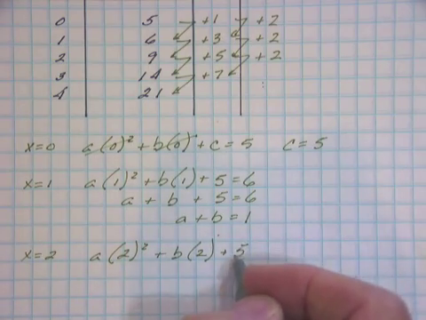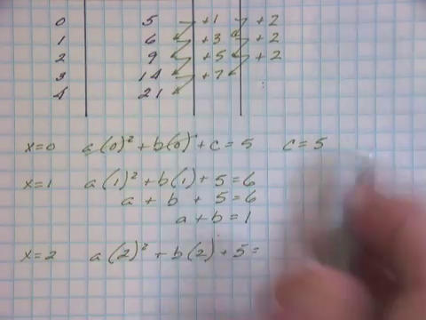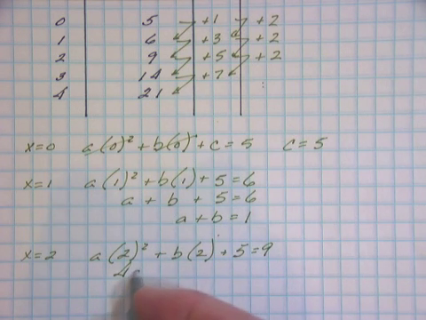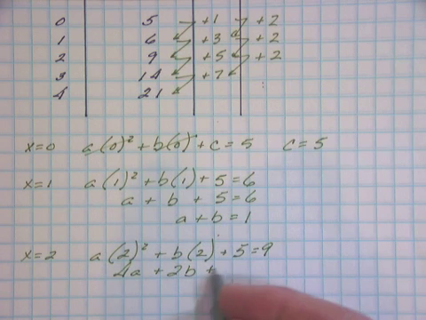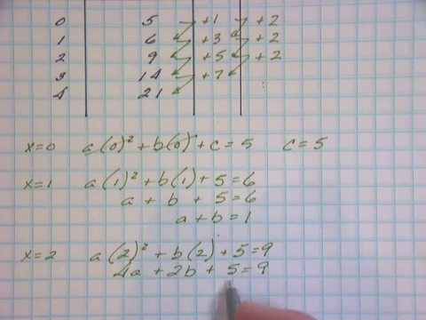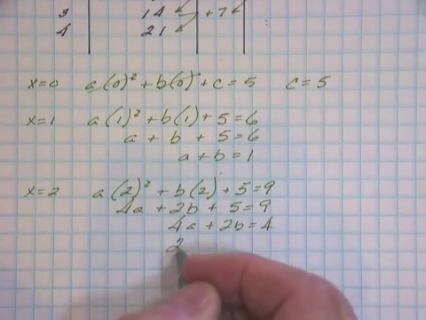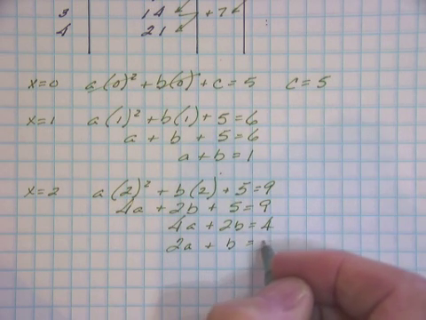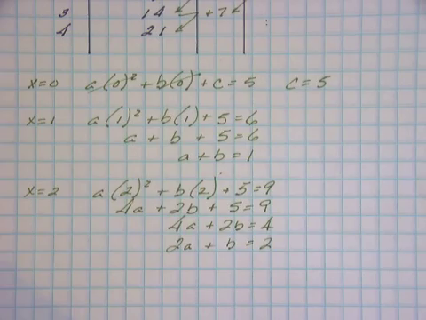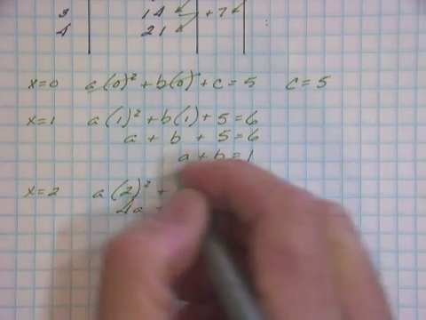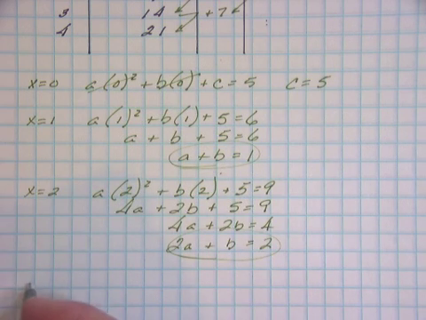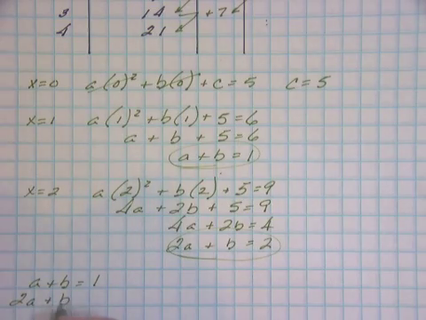Then we'll do it when x equals 2. When x equals 2, I get a times 2 squared plus b times 2 plus c, but c is 5, equals, and I expect to get 9 out. So 4a plus 2b plus 5 equals 9. And I'm going to subtract 5 from both sides. 4a plus 2b equals 4. And I notice again that these are all divisible by 2. So to make my life a little easier, divide every term by 2. And I get 2a plus b equals 2.